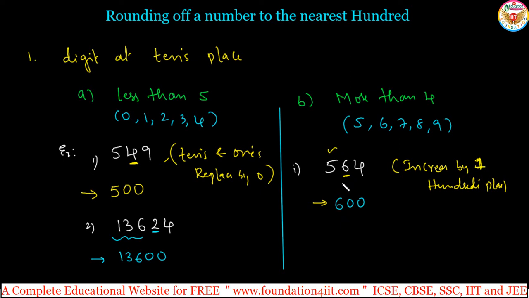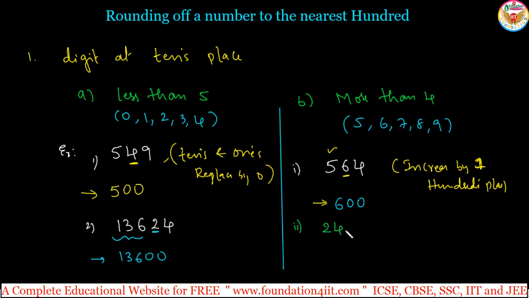When you are just reading 564, you can also tell that the next number, 600, is nearest to 100. So if the tens digit is more than 4, either 5, 6, 7, 8, 9, increase the hundreds place by one and replace the tens and units places with zeros. You can see the examples.